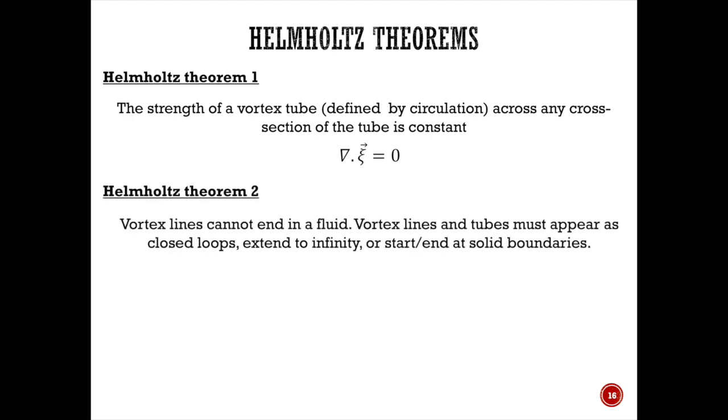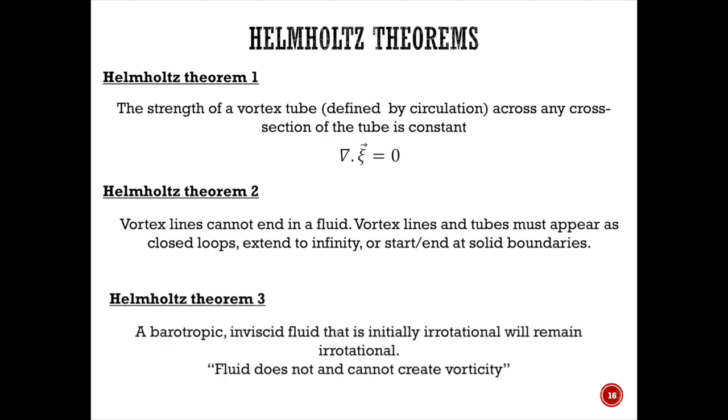The second theorem states that vortex lines cannot end in a fluid, and vortex lines or tubes must appear in closed loops, extend to infinity, or start or end at solid boundaries. What that means is that, again, it's obvious that the vortex lines cannot end anywhere, and the tube must be in a closed loop, extend to infinity, or start and end at solid boundaries.